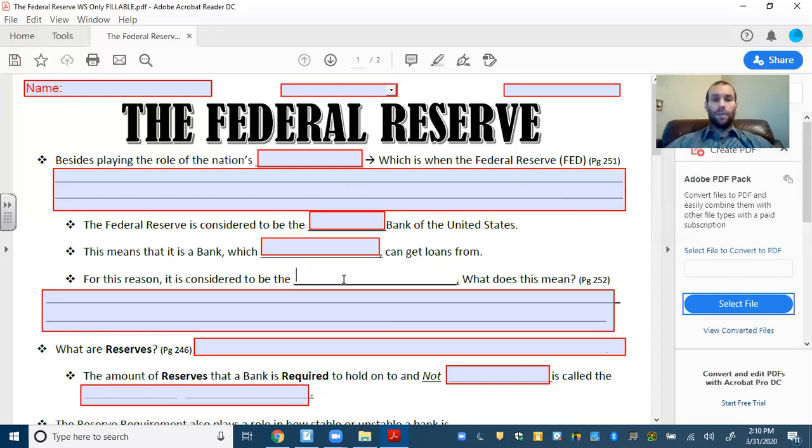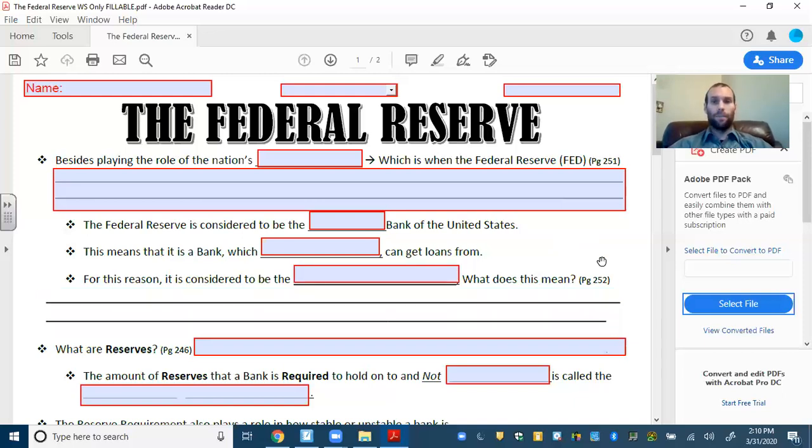For this reason, it's considered to be the lender of last resort. What the lender of last resort means is that it's the bank to which other banks can go to get money to stay in business if no other bank will lend them money. So it's the lender of last resort. Usually Citigroup will go to other banks to get loans, but if those banks won't give it money and it really, really needs it, it can always go to the Federal Reserve to get money. So it's the lender of last resort. So that's what we're describing right there.